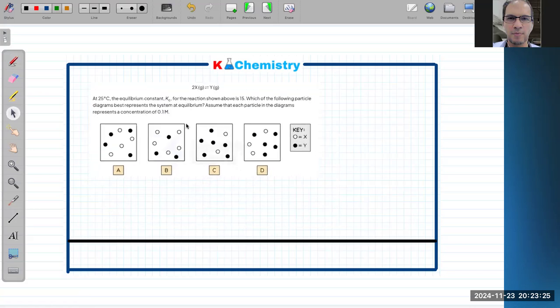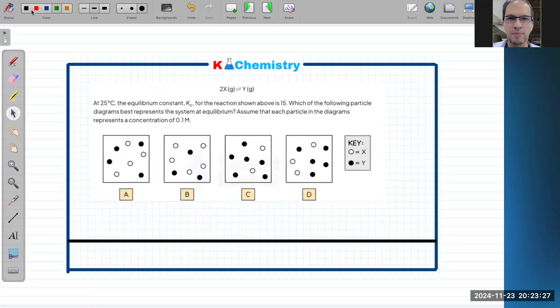So this 2x gives me y at 25 degrees at equilibrium constant. For the reaction above, which of the following particle diagrams best represents the system at equilibrium? Assume that each particle in the diagram represents a concentration of 0.1. So the x is the white one. I can say the concentration of x is equal to 1, 2, 3, 4. And that's equal to 0.1 only, not 1 like the last time. So it is 0.4 molar. And the other one is y. That's also 4 particles, so it is also 0.4 molar.